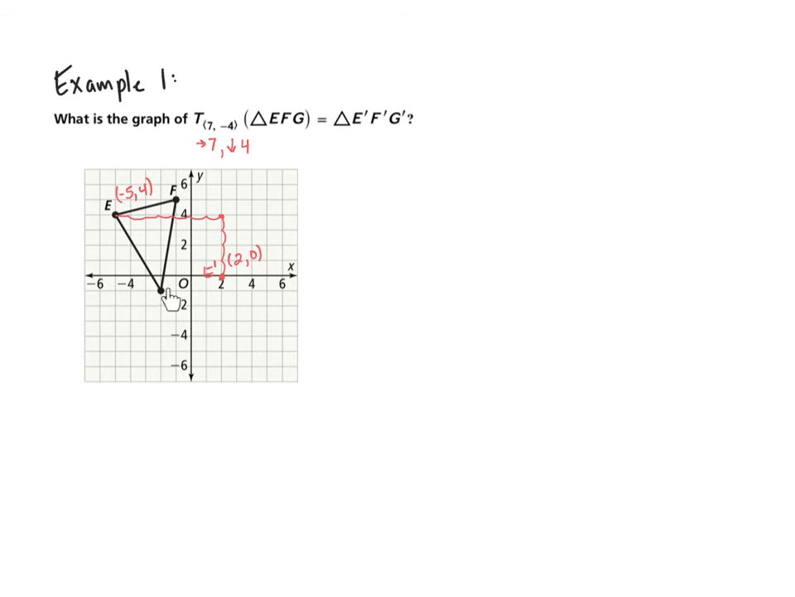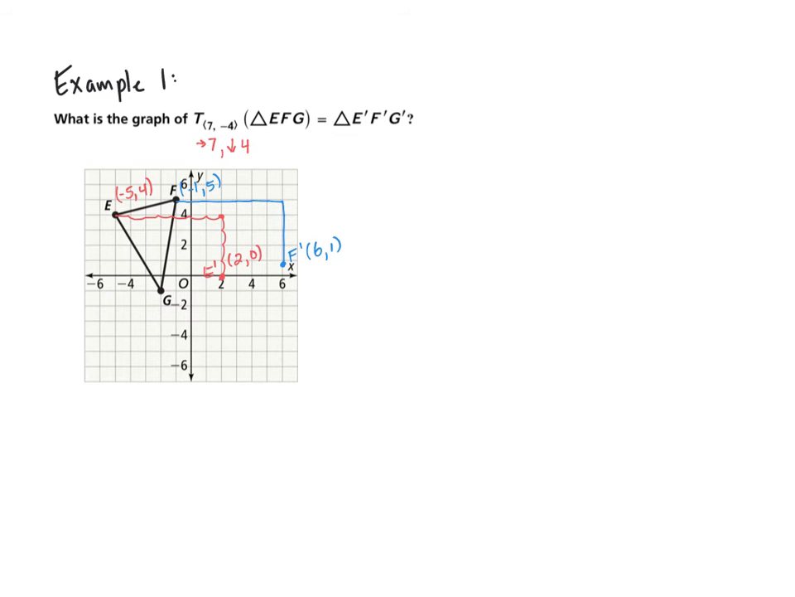Well, let's go ahead and map out the other two vertices of my triangle, F and G, and we're going to do it using the same movement. So I'm going to go right 7, so that's 1, 2, 3, 4, 5, 6, 7, and then down 1, 2, 3, 4. So now my new location for F is right here at 6, 1, and it was at -1, 5.